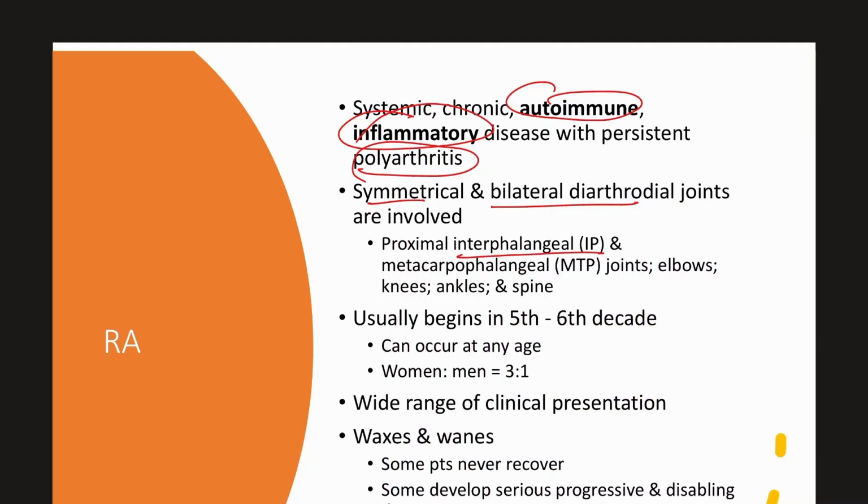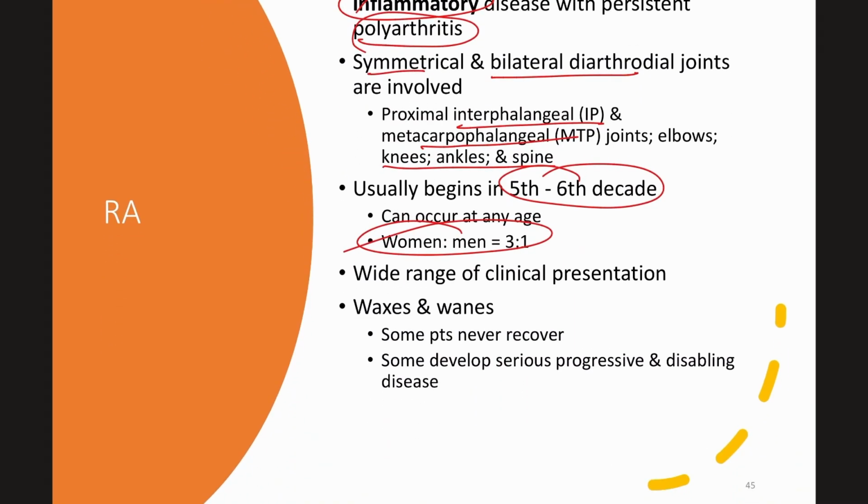Proximal interphalangeal joint, metacarpal MTP joints, elbows, knees, ankles, and spine. Those are the most common areas where rheumatoid arthritis has its effects. Usually begins in the 5th and 6th decade. Men are less than women, so women 60s and 70s, or 40s and 50s, I'm sorry. 40s to 50s is when it starts to develop and start to cause a problem.